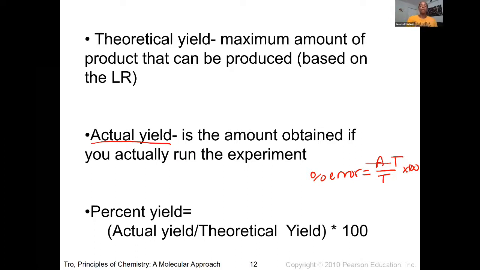Percent yield, though, is slightly different. So that's your actual divided by your theoretical times 100. And we want high percent yields. And so when you're solving for this type of problem, you want your actual and your theoretical yield to be the same units, because we're comparing those two to see how good did I do.